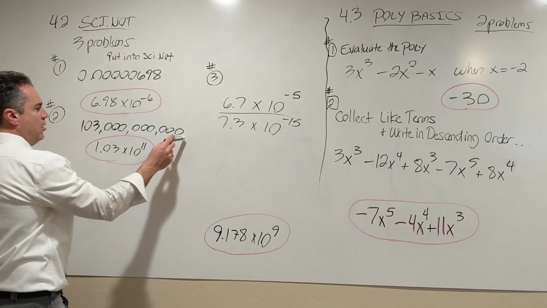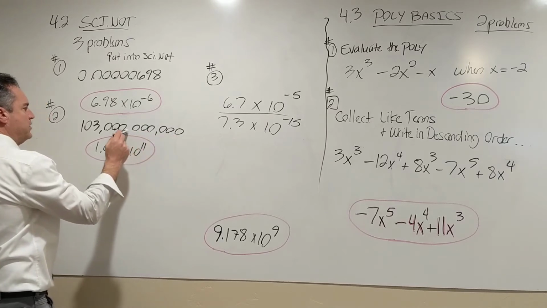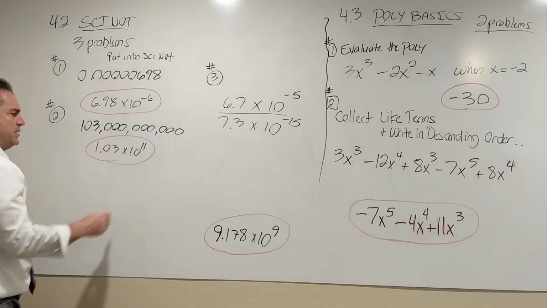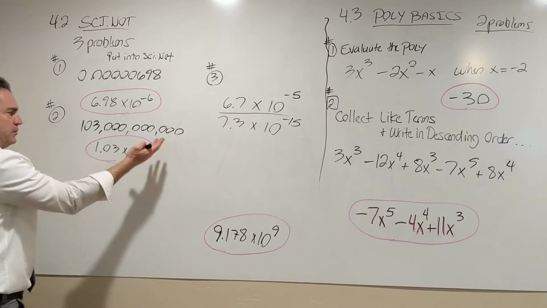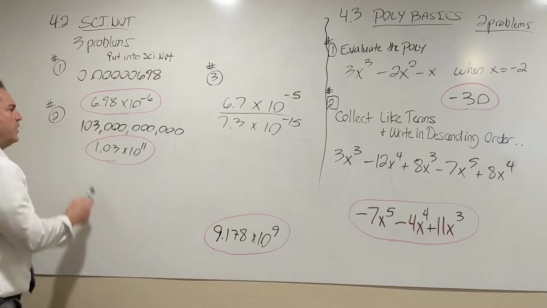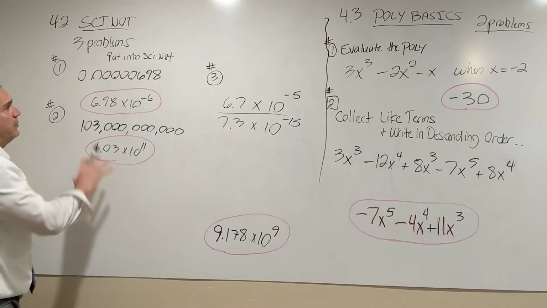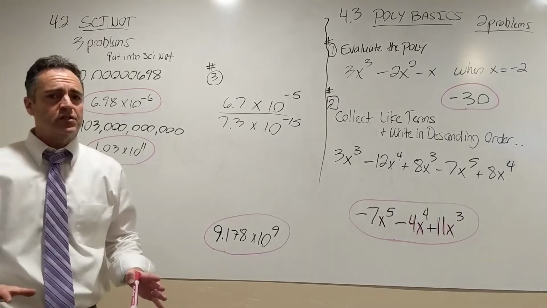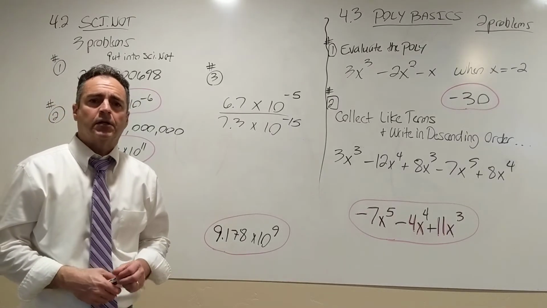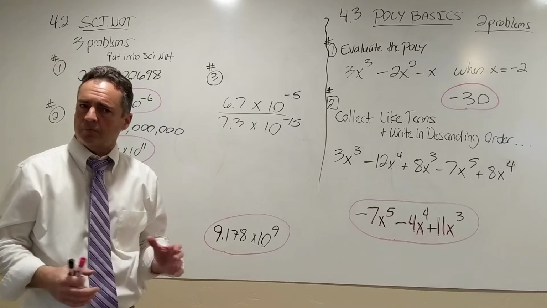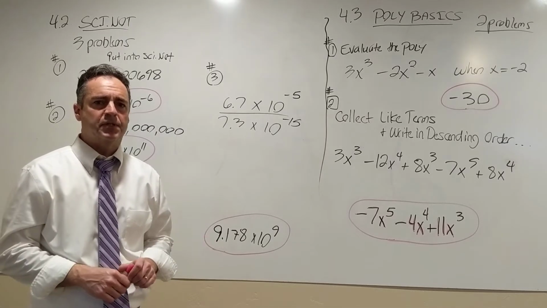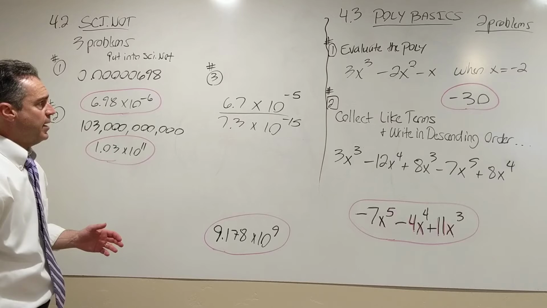Very large number here. We move this 1, 2, 3, 4, 5, 6, 7, 8, 9, 10, 11 places. There's that right there, 11. It's positive because the original number is greater than 1. 1.03 times 10 to the 11th. Work those out. If you have any questions about how to do these problems, get online. You know, the chat tutoring or the one-on-one tutoring is available to you. We sent out an email a few days ago about all of that.